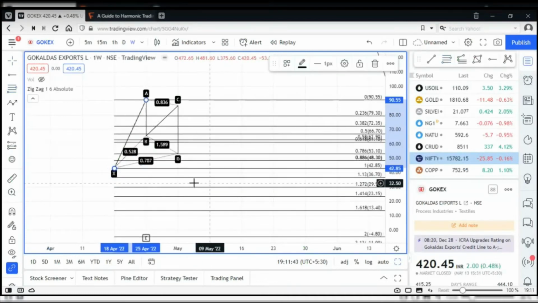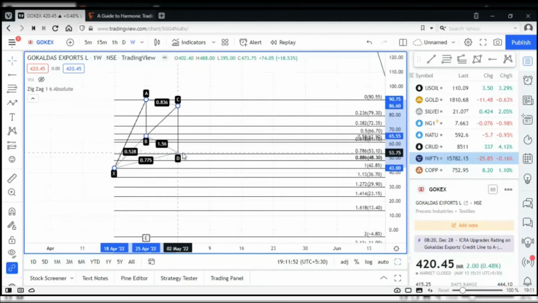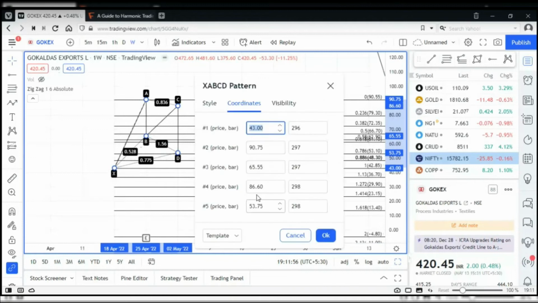If we draw Fibo from X to E, 0.786 here, here it is 53.10. So I'll go to settings, ordinate. Price 1 is nothing but X, price 2 is nothing but A, price 3 is nothing but B, price 4 is nothing but C, price 5 is nothing but D. So I'm going to change to 53.10.